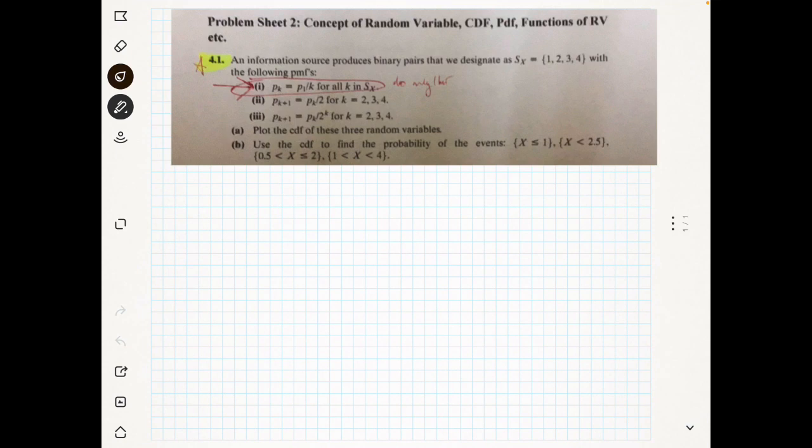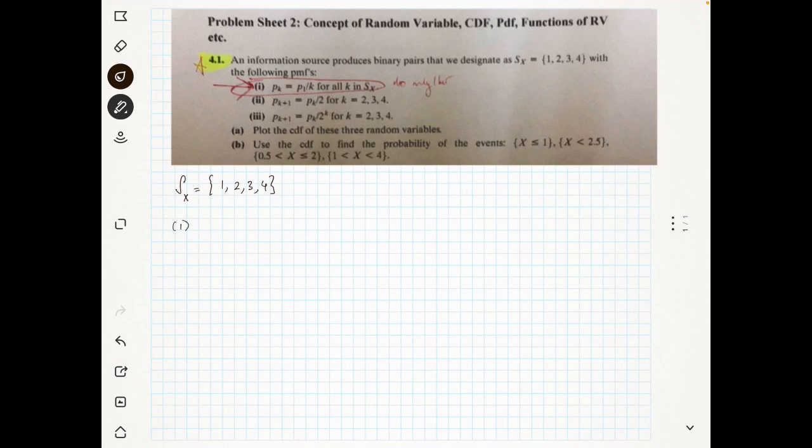Okay, so the first problem has been taken from Leon Garcia, chapter 4, problem 4.1. The question is, you have an information source which is producing a set of random numbers. You can see these random numbers are denoted as 1, 2, 3 and 4, and they have probabilities as mentioned in the first case.